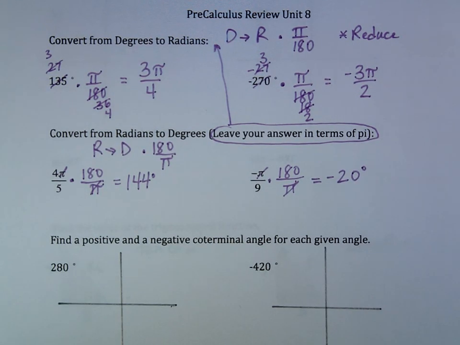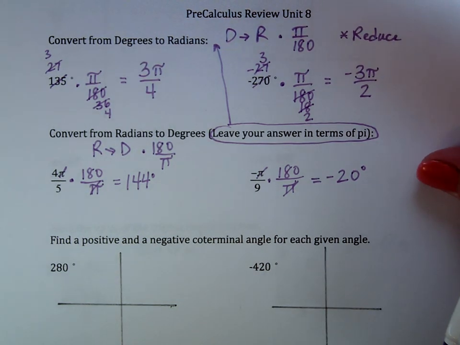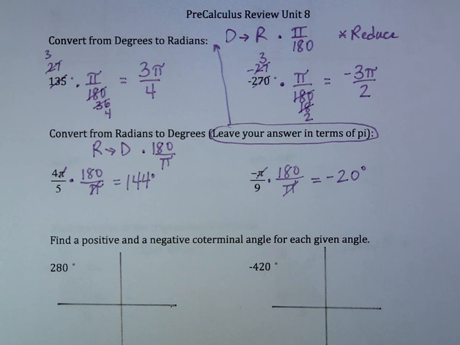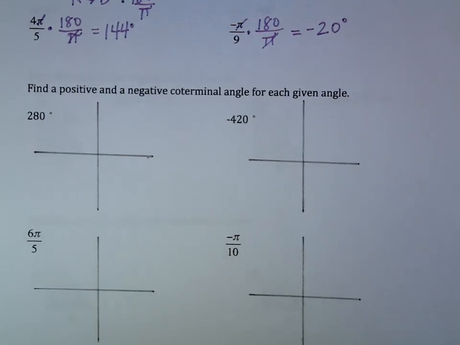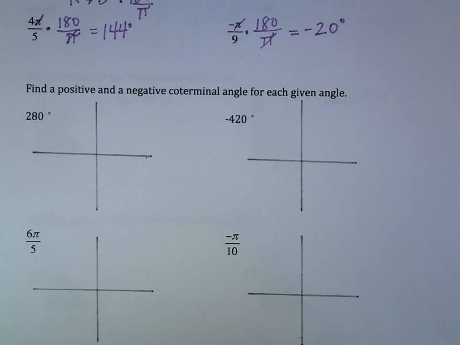So converting between degrees and radians are going to be the first questions on your review sheet and the first questions that are on the quiz. Then we get to these, the coterminal angles, and they gave some of you a hard time. So we're going to practice a few of these. I want to find a positive and a negative coterminal angle for each one that's given.